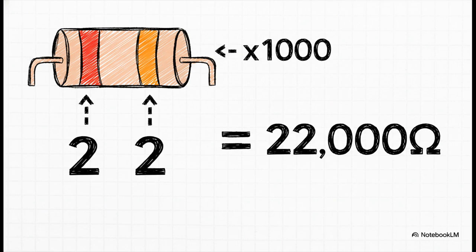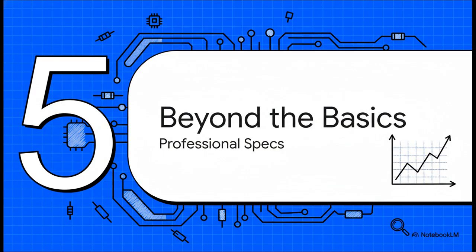So let's run through a quick example. Say you have a resistor with bands that are red, red, orange. Okay, so red is the number 2. That means our first two digits are 22. The third band is orange, which means a multiplier of 1,000, or 3 zeros. So we take our 22, we add 3 zeros, and we get 22,000 ohms, or what we'd normally call 22 kiloohms. See? Simple.